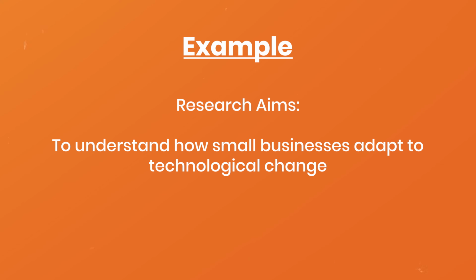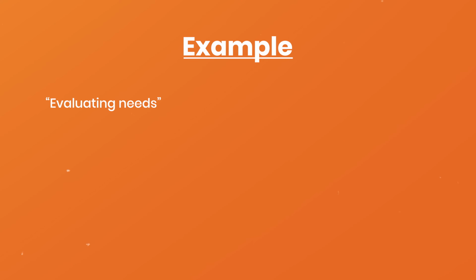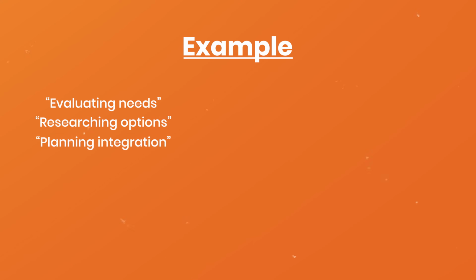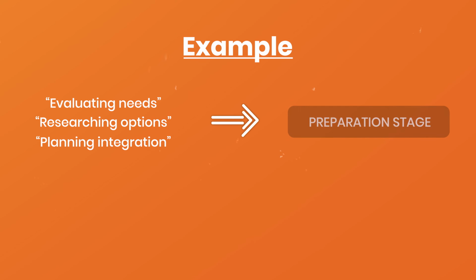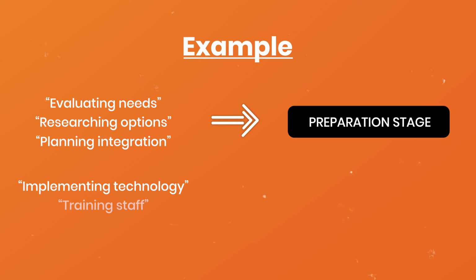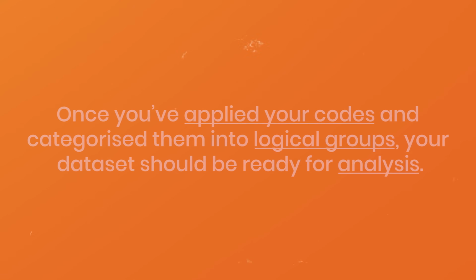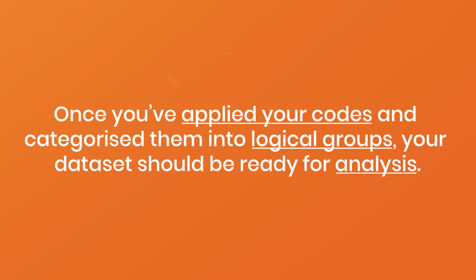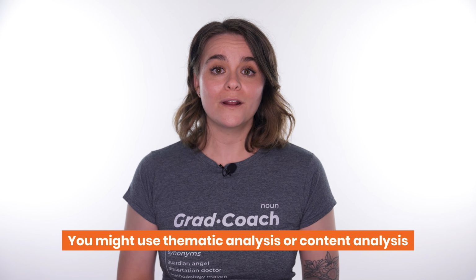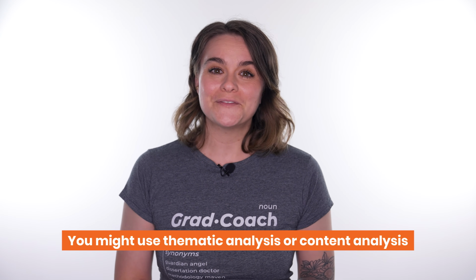For example, if you were undertaking a study exploring how small businesses adapt to technological change, you might have codes such as evaluating needs, researching options, and planning integration. These codes could be categorized as the preparation stage. Similarly, codes such as implementing technology, training staff, and integrating systems could be categorized as the implementation stage. Once you've applied your codes and categorized them into logical groups, your data set should be ready for analysis. This might take the form of something like thematic analysis or content analysis, depending on your specific research aims.